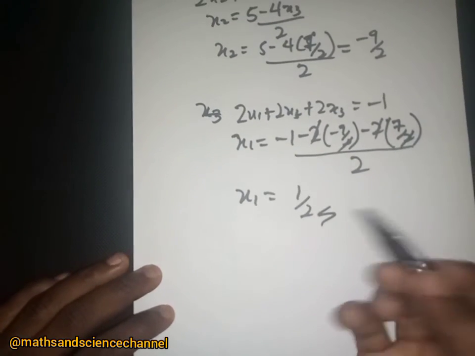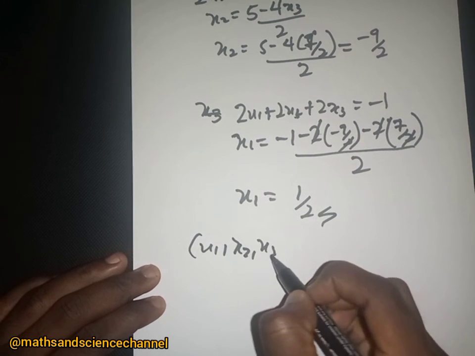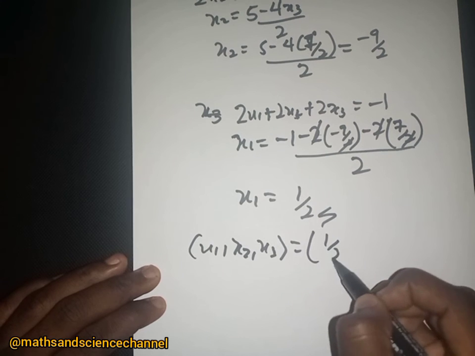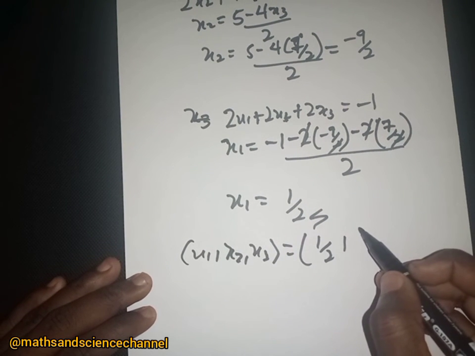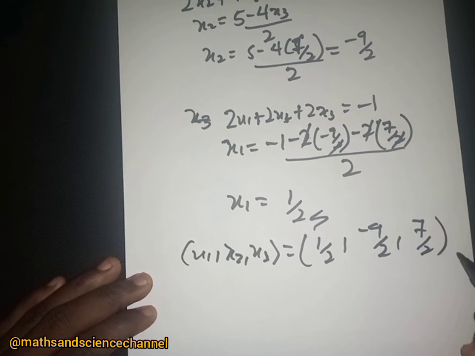So therefore this is what we have, right? Our s1, s2, s3 here is equal to 1 over 2. Then we have just negative 9 over 2 for s2, and then 7 over 2 for s3.